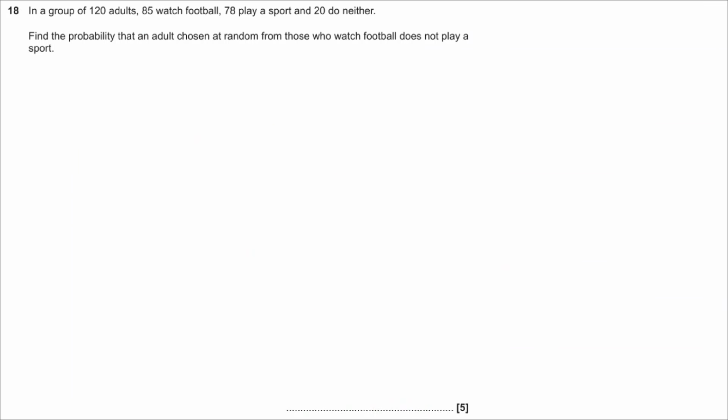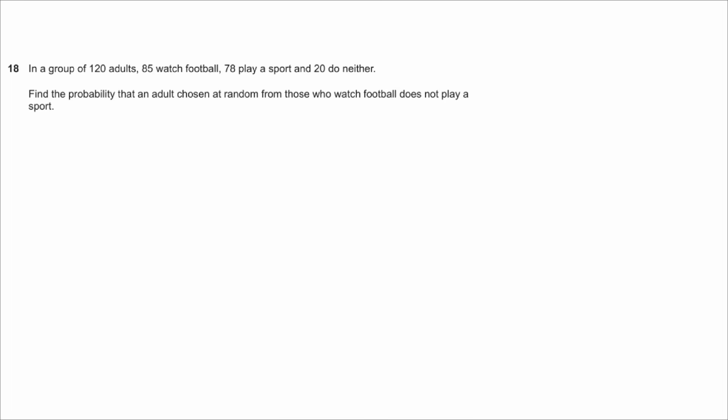Question 18, we've got this. In a group of 120 adults, 85 watch football, 78 play sport, and 20 do neither. So I'm recognizing this is going to be a Venn diagram question. It says find the probability that an adult chosen at random watches football and does not play a sport. Let's highlight some words here. In a group of 120 adults, you've got a total of 120, 85 watch football, 78 play a sport, and 20 do neither. A lot going on here.